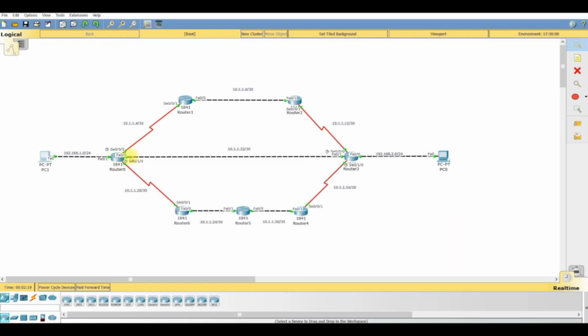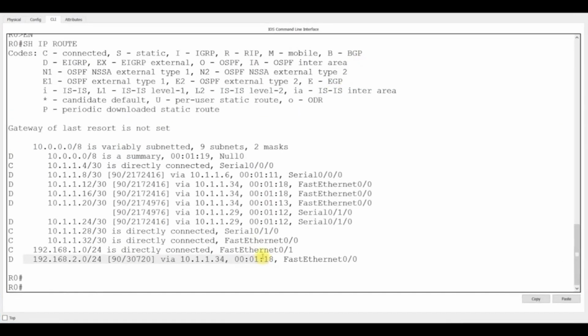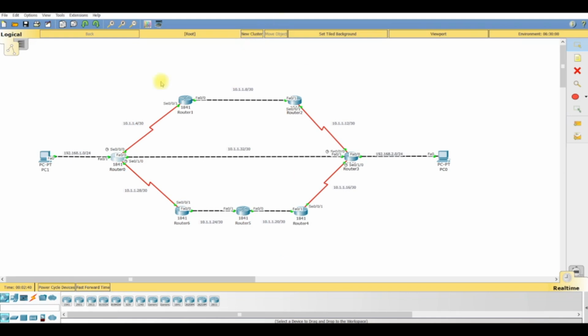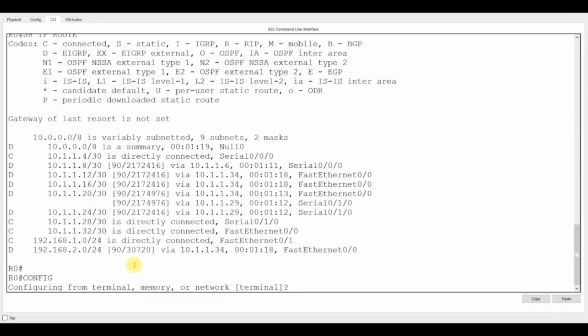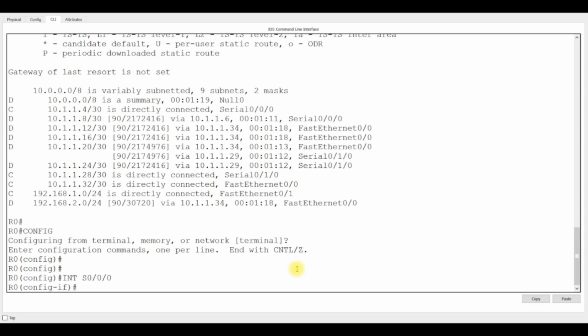So we're going to make this a much slower bandwidth, and we'll make this a higher bandwidth, and we'll just maintain what we have here. We do this by going inside the interface. So let's go to the serial 0. Let's go back to router 0, open that up, and let's go to config t. Oops, that closed on me. Let's open that again. Okay, hit enter. Interface S0/0/0. Now we're inside that interface.